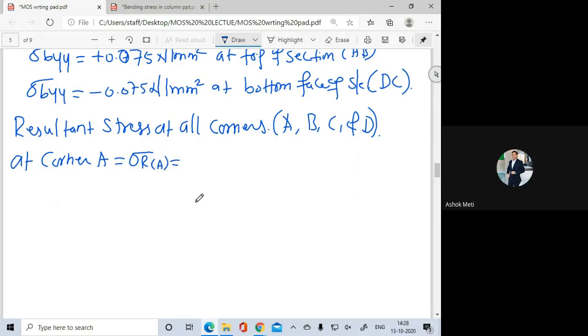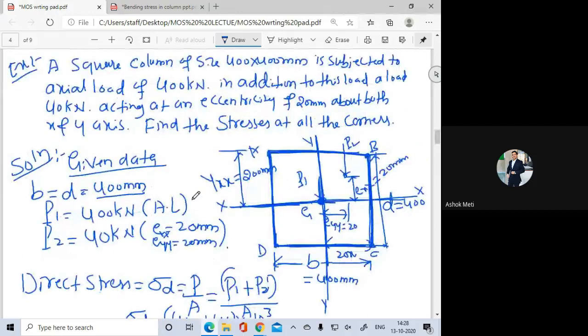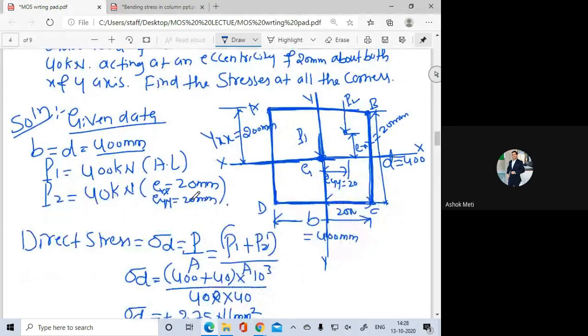So now you can see corner A. The direct stress is positive, so plus sigma d. With respect to point A, sigma bx is there. Here the top face and the left face are involved. You can see the top face gives a positive, and the left face gives a negative. So that is the resultant.